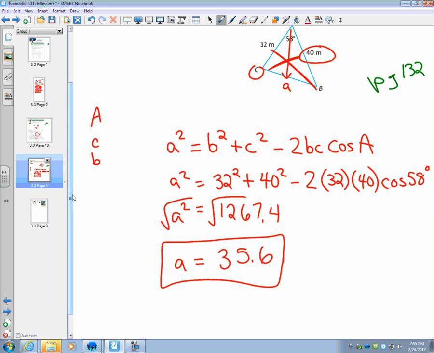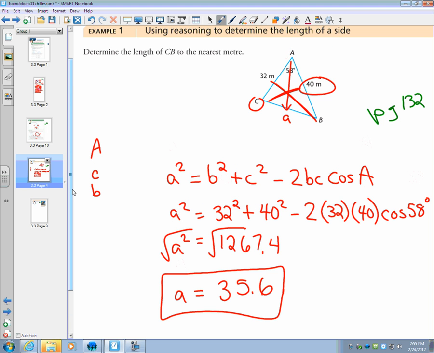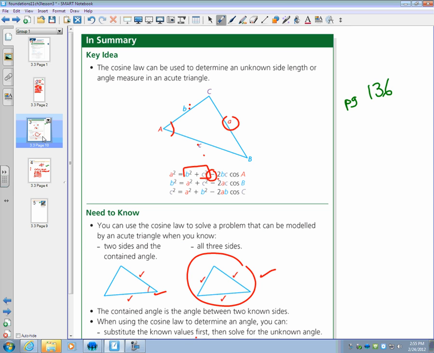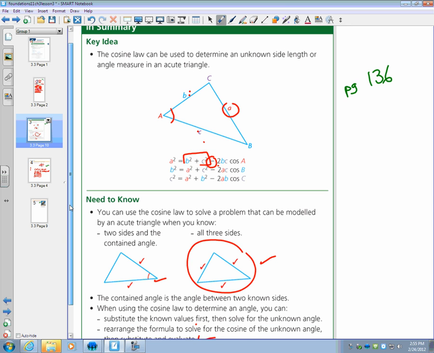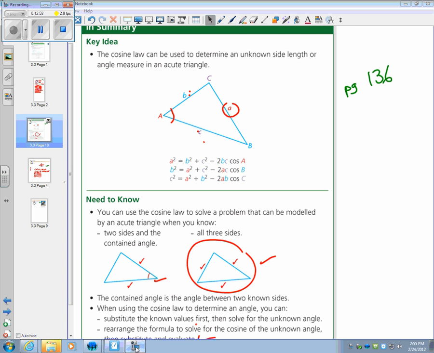Okay, so again, what you're going to do is write out your known information. Sometimes you have to relabel a triangle ABC. That's what I would always start with: redraw it and label it ABC. Then turn to page 136 in your textbook, look at these different forms of the cosine law and see how it fits. Okay, so a couple questions to try on your sheet.